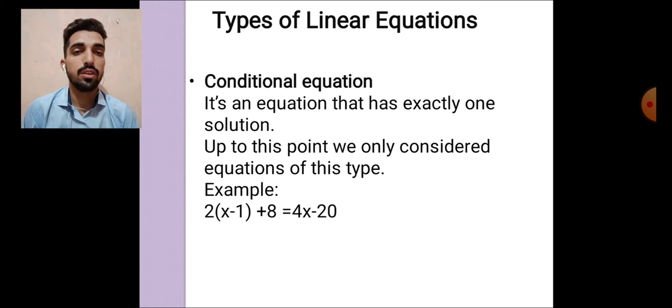Types of linear equations. Conditional equation: it is an equation that has exactly one solution. Up to this point we have only considered equations of this type. For example, 2x minus 1 plus 8 is equal to 4x minus 20.